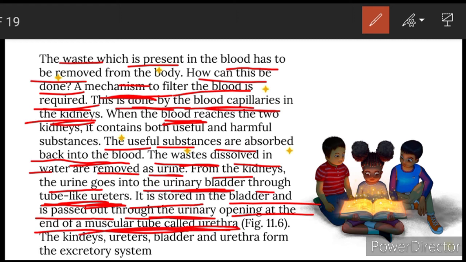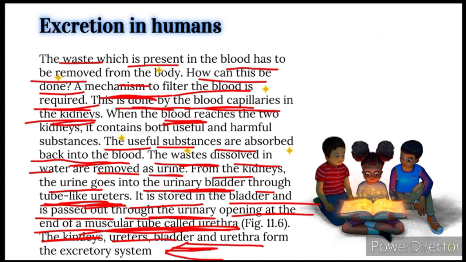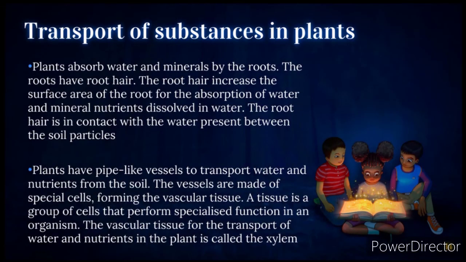Guys, we are going to understand this in even more detail through a figure. Okay, the kidneys, ureters, bladder and urethra form the excretory system. These are the organs in our body which are going to form the excretory system.